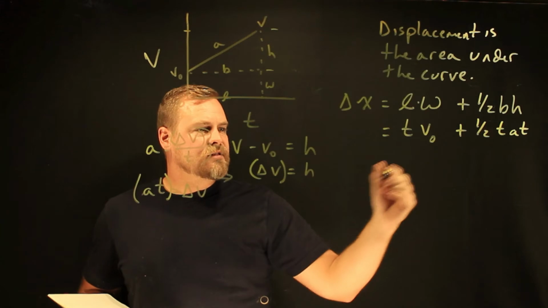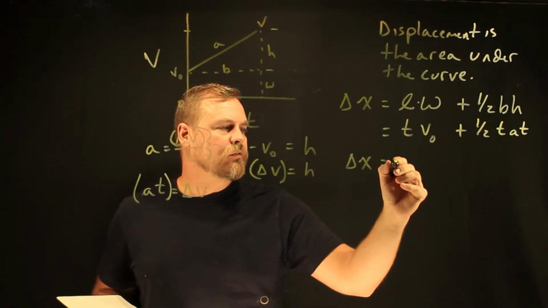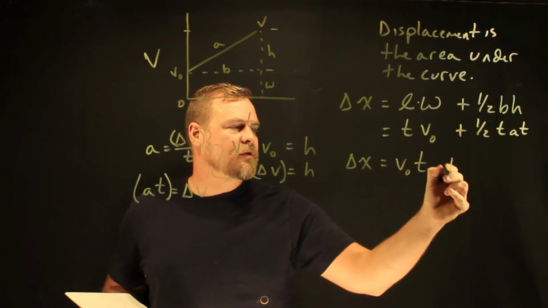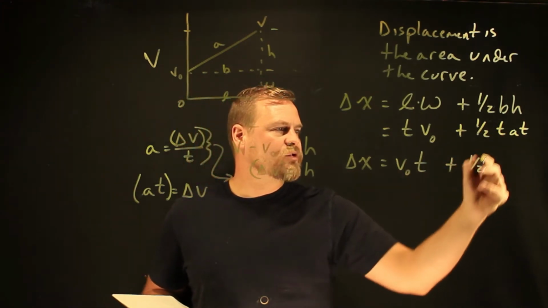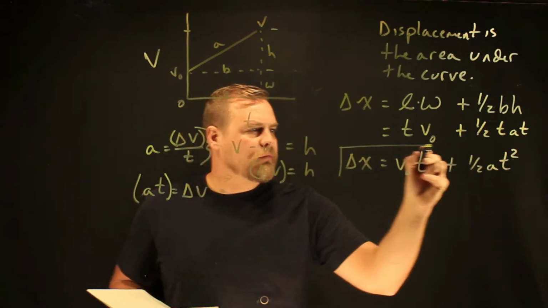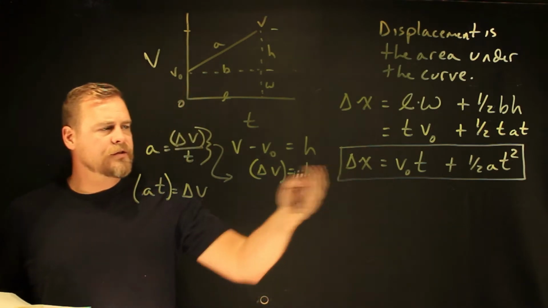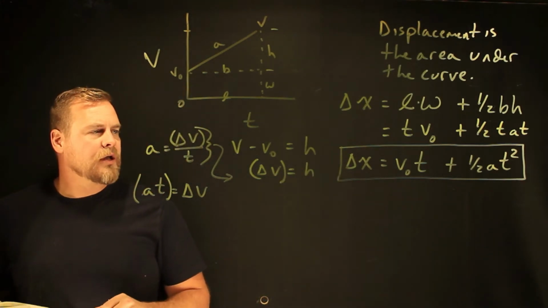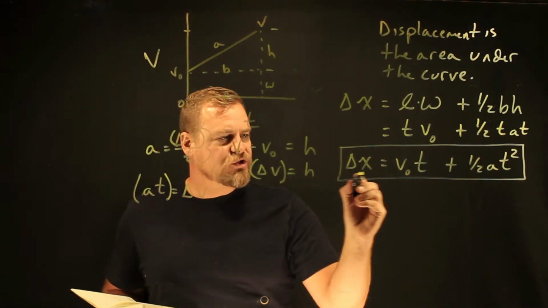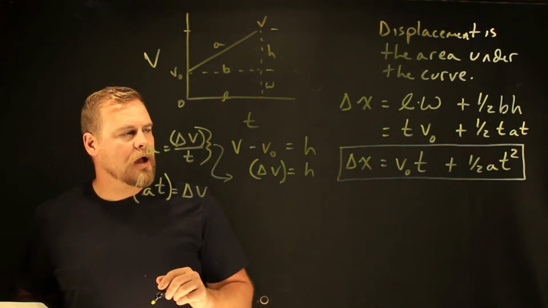And then when I go ahead and simplify this, I have the change in position is equal to v naught t plus 1/2. I've got two t's, so I'll stick that at the end. 1/2 at squared. This is another kinematic equation. It relates position change in terms of acceleration and time.